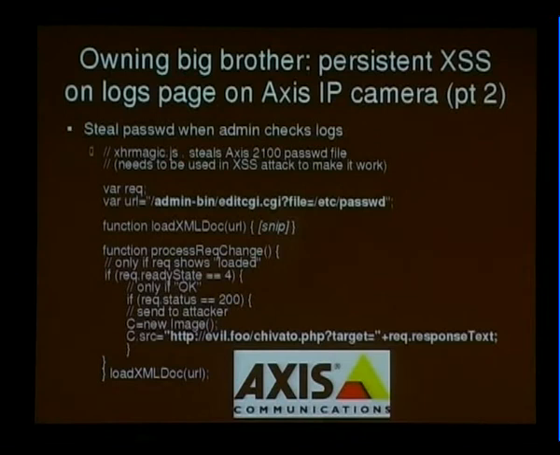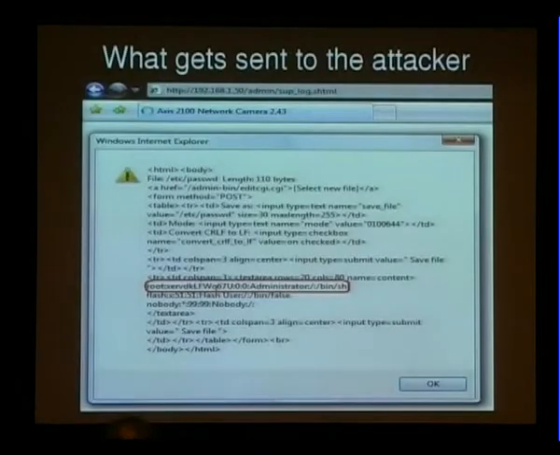I already discussed this. If you look at the URL in bold, you see edit CGI.cgi? That's a CGI script that allows you, on Axis IP cameras, to edit any file. So by accessing that URL and using XML HTTP request, we can scrape that page, so you get a password file, and then you send it to the attacker. Again, if you look at the bottom bold URL, we send the response text to the attacker. Response text is nothing other than this. This is the page that allows you to edit any file.